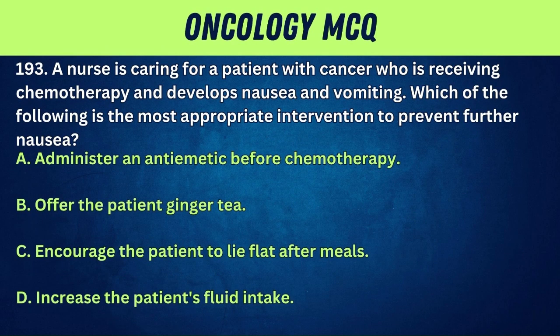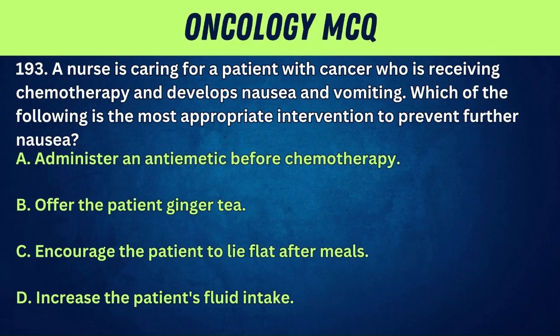193. A nurse is caring for a patient with cancer who is receiving chemotherapy and develops nausea and vomiting. Which of the following is the most appropriate intervention to prevent further nausea? A. Administer an antiemetic before chemotherapy.